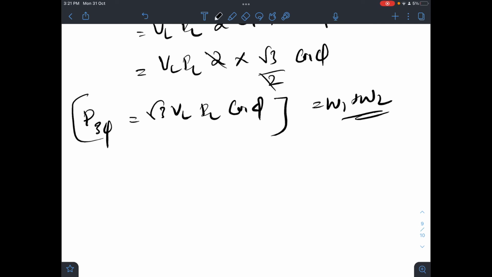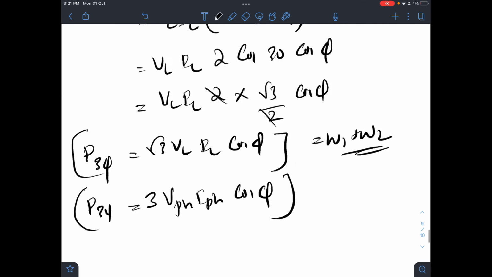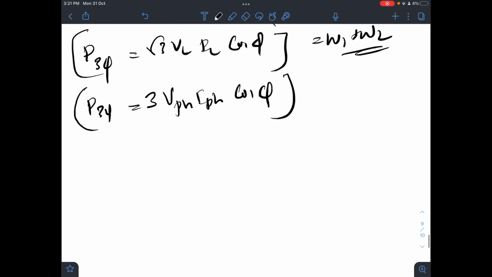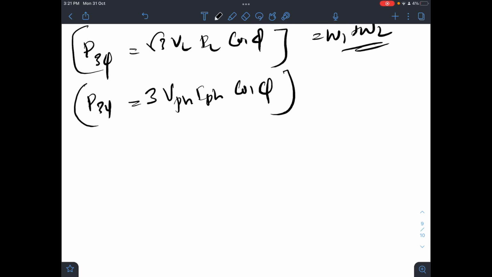Since it's a star connection, if I change the line voltage value into phase values, VL will be root 3 times VPH. So this will become 3 times VPH IPH cos 5. So this all is the same. Using the two wattmeter method, you can find out the three-phase power. That is what I want you to understand.